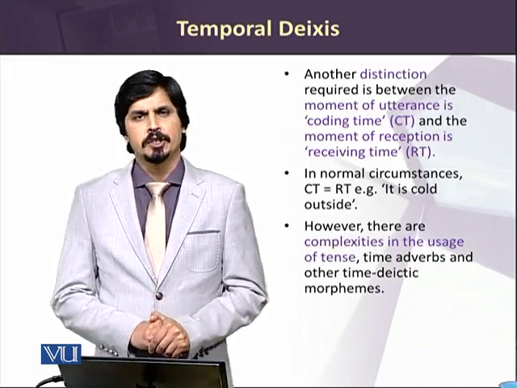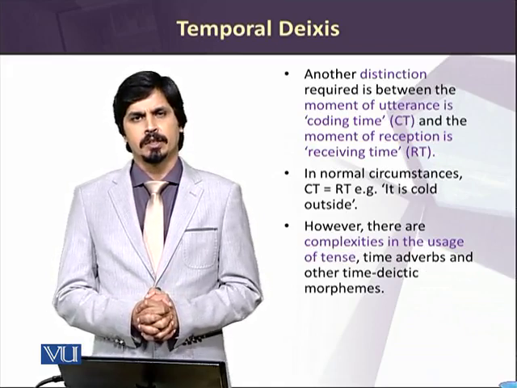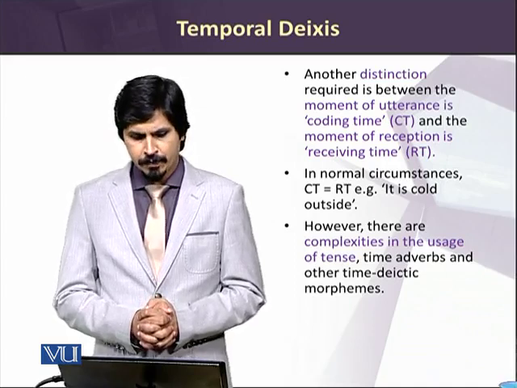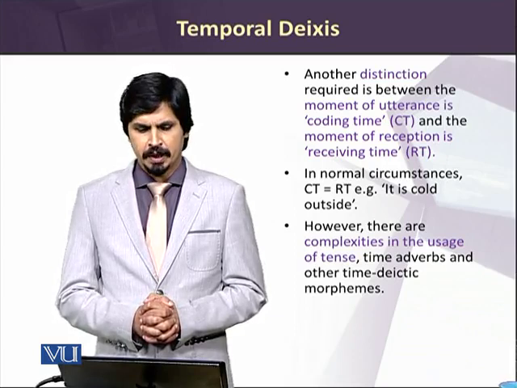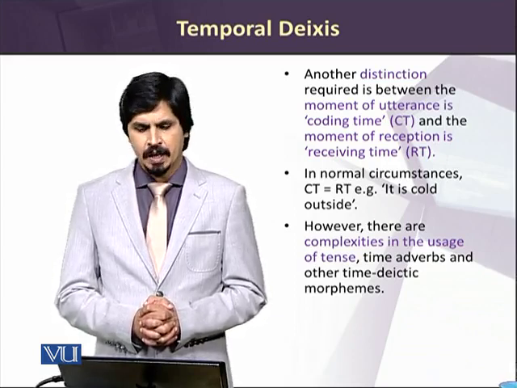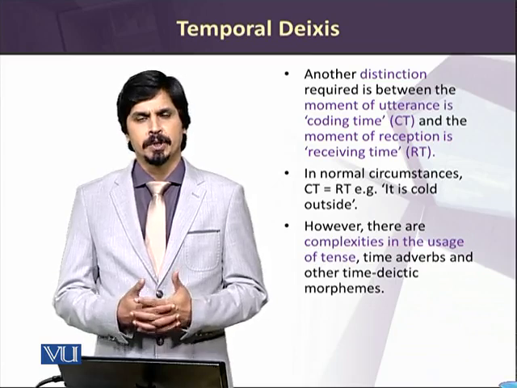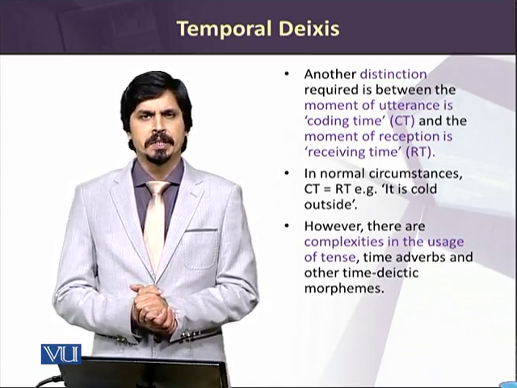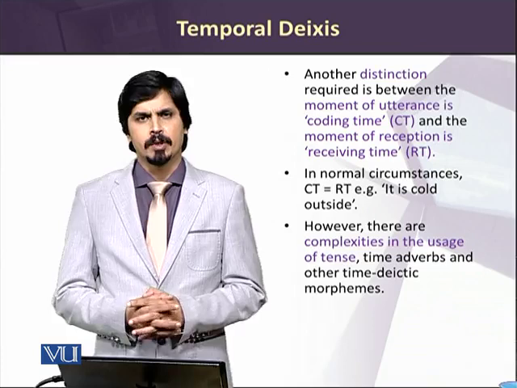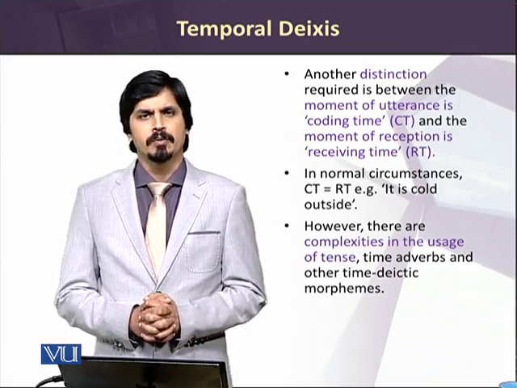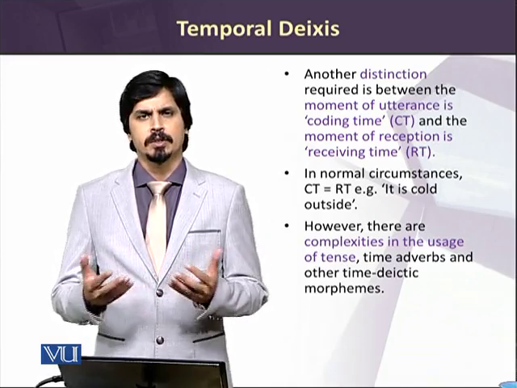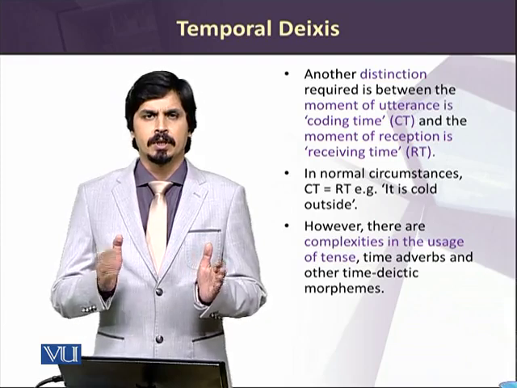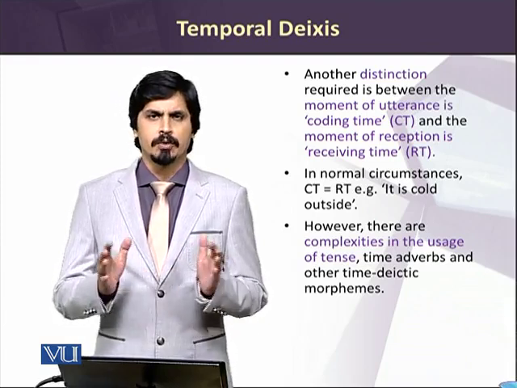There is another distinction which is important to understand temporal deixis, and it is related to the coding time, CT, which is the moment the utterance is made, and the receiving time, RT, which is the moment of reception in a conversation. Generally, in normal circumstances, coding time and receiving time are the same. For example, if you ask your friend, it's cold outside, the coding time and the reception time would be the same.